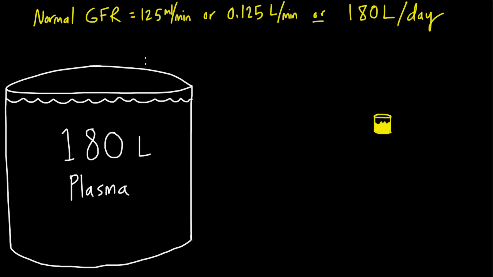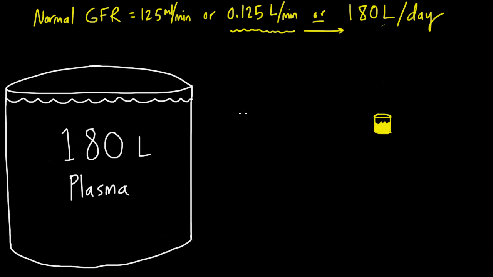Okay, so you may remember that the normal GFR is 125 milliliters per minute, or that's 0.125 liters per minute. So if you calculate this out for 24 hours, that comes out to be 180 liters per day. So that's a lot of fluid, right? So I've drawn it out here. This is 180 liters of plasma, and that's how much fluid your kidneys filter in a given day.